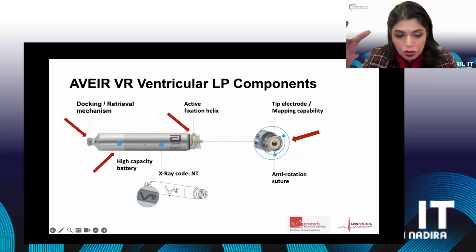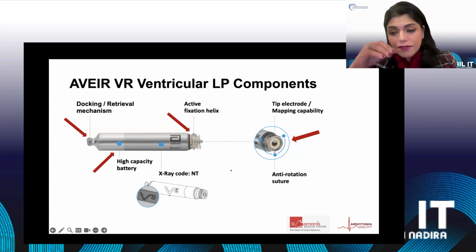And what Rob showed in his case was an Aveir device that was implanted. Because of the high capacity batteries, you get about 20, 25 years of battery. And it has this docking and retrieval mechanism that allows us to take this device out. But the device is a little bit longer than the Micra, so we have to implant this a little bit more distal in the RV to make sure that we stay away from the tricuspid valve.